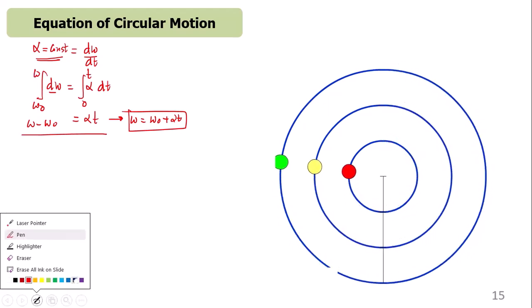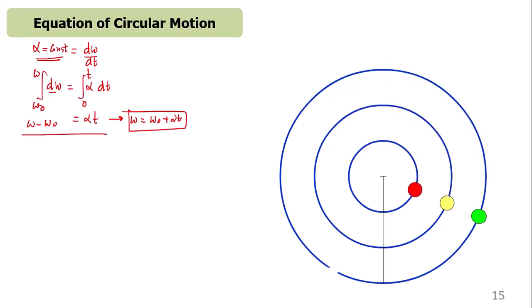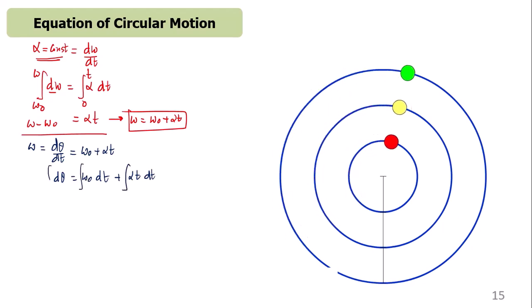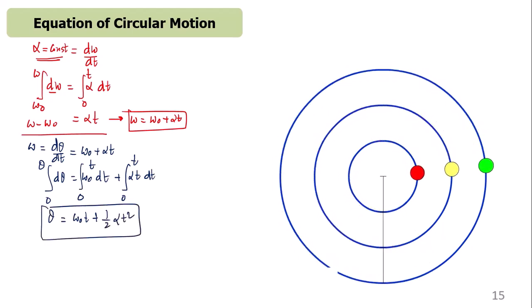Now the second equation. Omega can also be written as d theta by dt, and that equals omega naught plus alpha t. Now d theta is equal to omega naught dt plus alpha t times dt. Again integrate it, from t equals 0 to t. At t equals 0, let us say theta is 0, and at time t, theta. So on the left hand side theta equals omega naught t plus half alpha t square. This is the second equation I am getting.